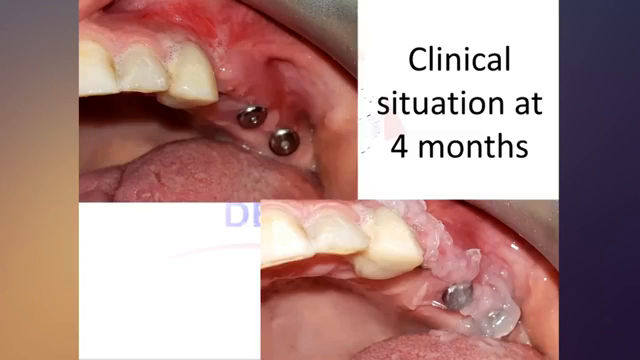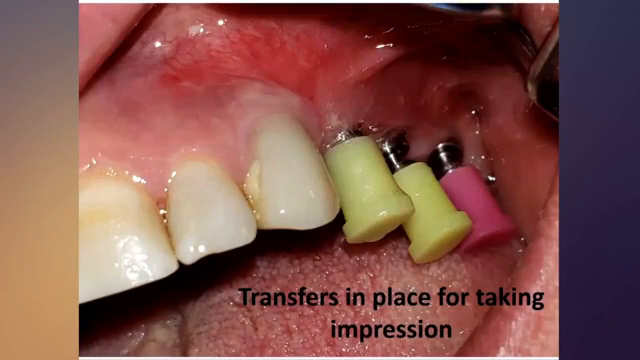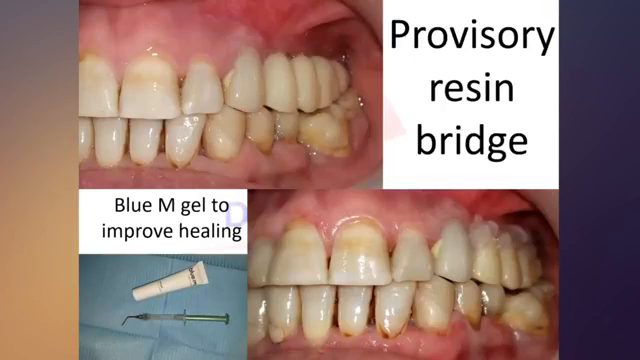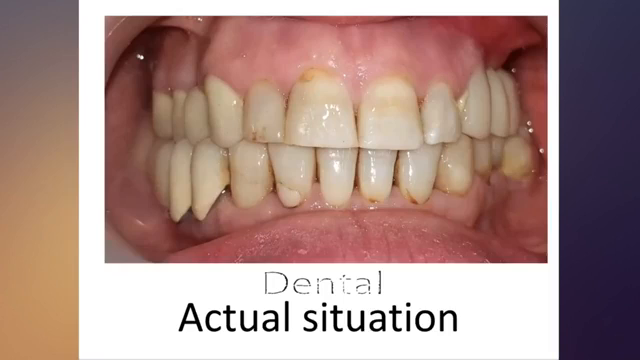Situation in 4 months, transfers to put a bridge, a provisional one, and blue gel to help improve the situation. There are lots of other changes to be done in this mouth. This is still in process.